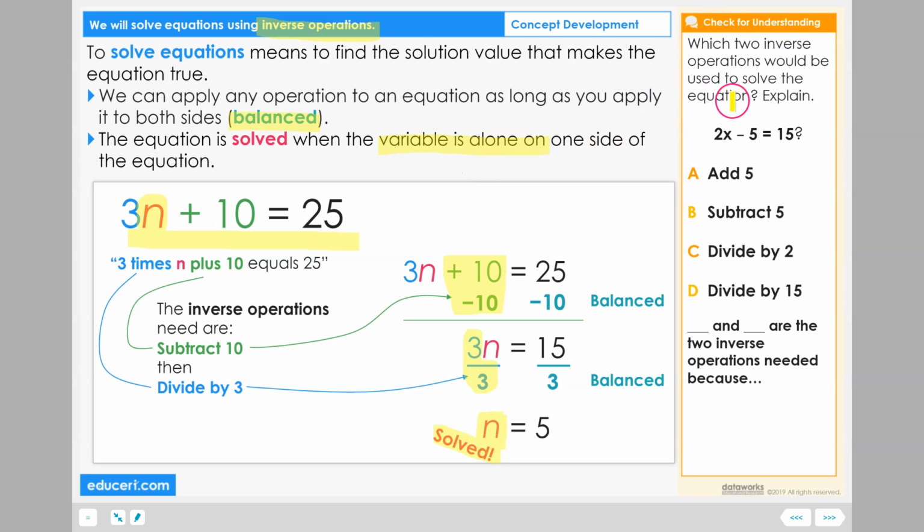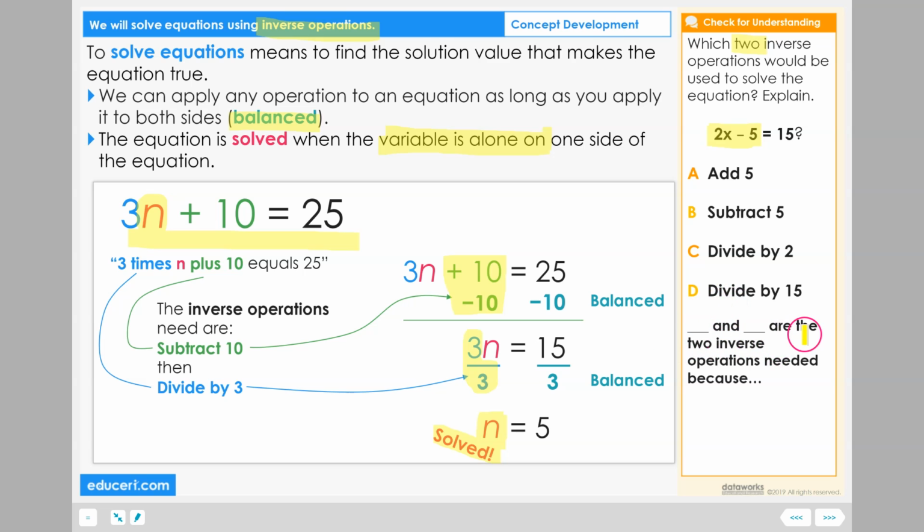Let's check for understanding. Which two inverse operations would be used to solve the equation? Explain. We have 2 times x minus 5 equals 15. Take a look here, the variable is x, and take a look at the variable side. Why is x not alone, and how can we use inverse operations to get the variable x to be alone on this side of the equation? Here are the 4 options. A, add 5, B, subtract 5, C, divide by 2, D, divide by 15.